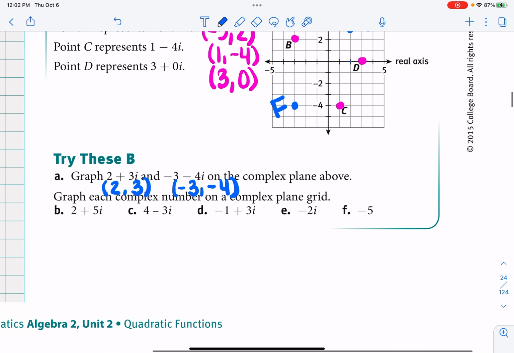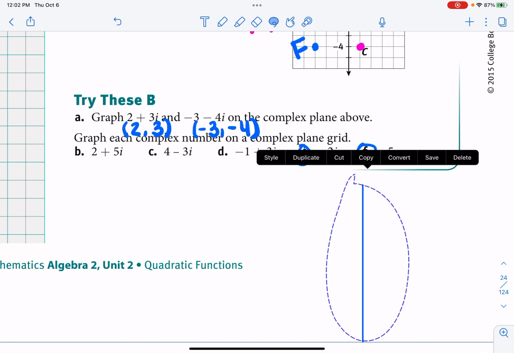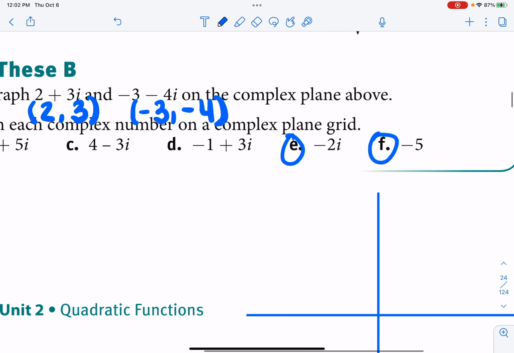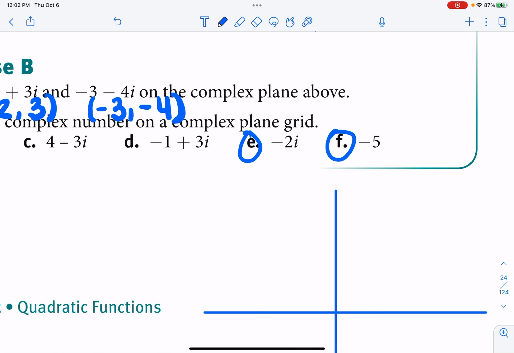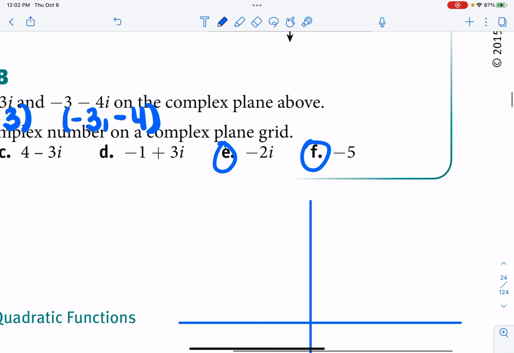I'm gonna show you E and F, and then you guys can try B, C, and D, okay? So starting off, I wanna draw my coordinate plane, okay? So, what's special about E and F? Well, here's the thing, it doesn't have all the terms. You want it in the form a plus bi, okay? But you can get it in that form.